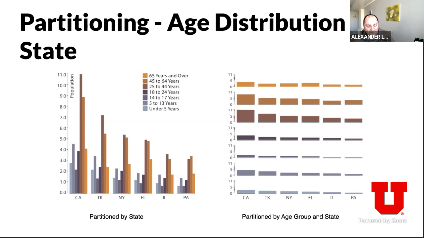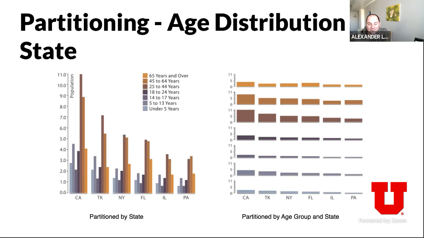And so first, on the left here, we are partitioning it by state. And then we're showing kind of a grouped bar chart where we show the age distribution by the states. That chart is fairly easy to read, but we could also partition by age group and state. So now we have split the data twice. We have partitioned by state in the columns and by age groups in the rows.